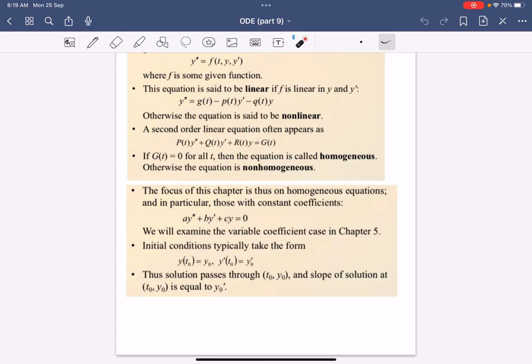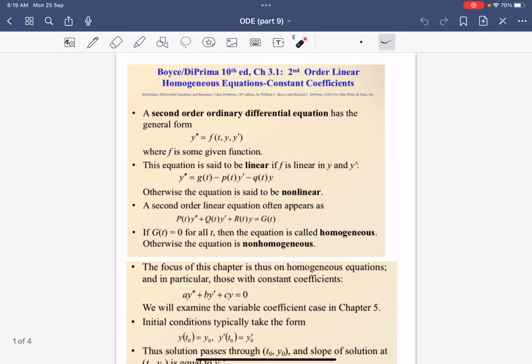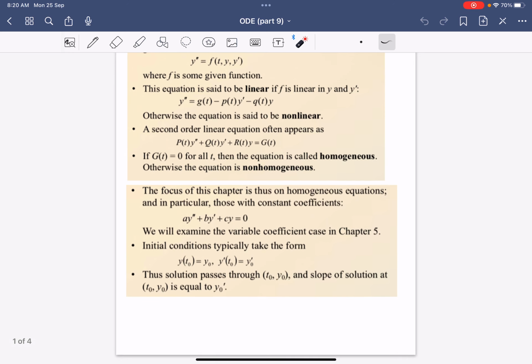Again, there can be initial conditions. If you think about it, when you integrate a first order equation, you will have a constant c. For second order, we need to integrate twice in a sense, which gives us c1 and c2. So in that case, we'll need two initial conditions in order to solve for both constants.